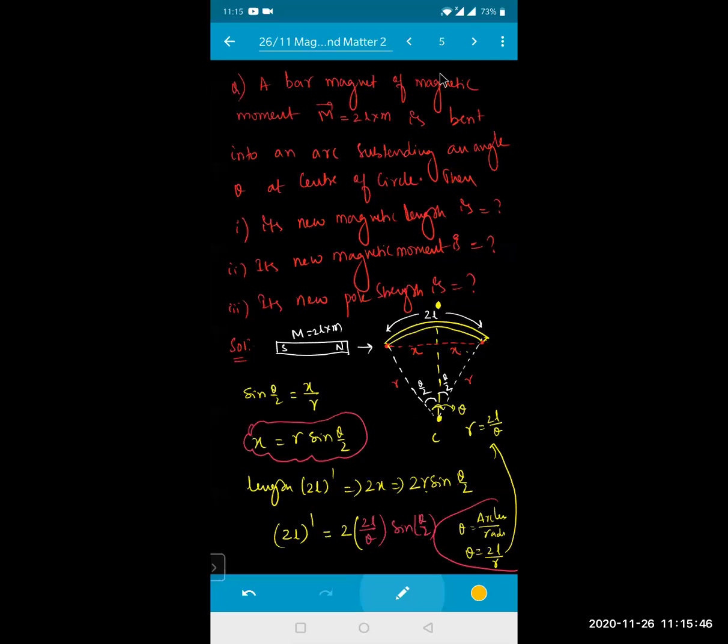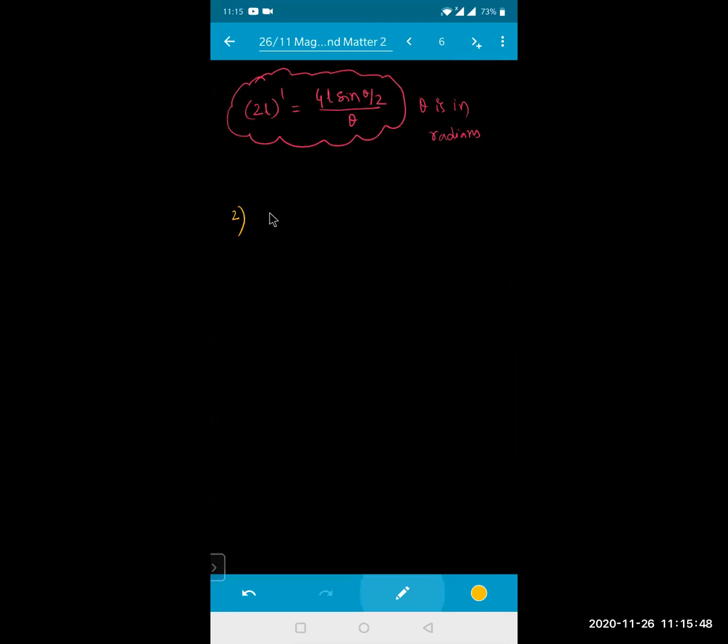The second one is asking us to calculate the new magnetic moment. So the new magnetic moment m dash is nothing but 2x into your pole strength m. The 2x value is 4 into L into sine theta by 2 divided by theta, into m.